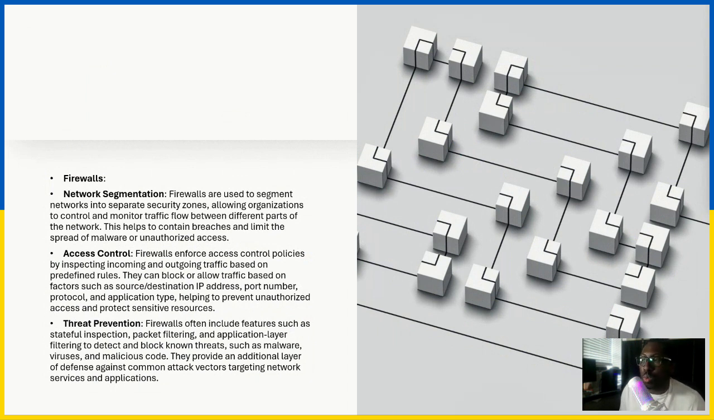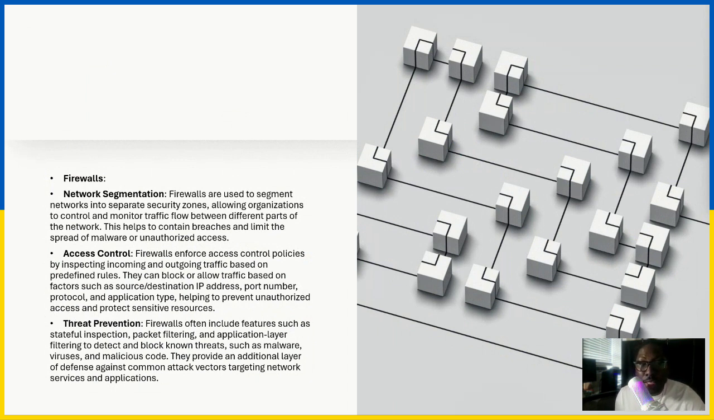Access control. Firewalls enforce access control policies by inspecting incoming and outgoing traffic. Like I explained about how it works like a security guard. That's exactly the process, right? It looks for the source of a packet, the destination IP address of a packet, it looks at the port number, the protocol, application type. All of these things help to filter. That's the big word here, to filter and inspect what is entering and what is leaving your network.